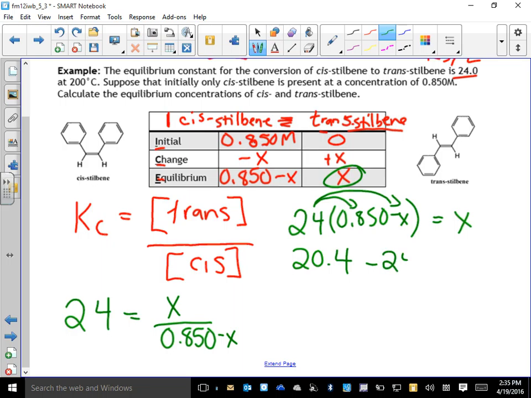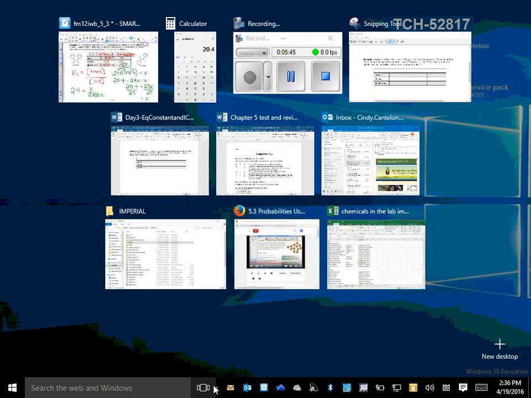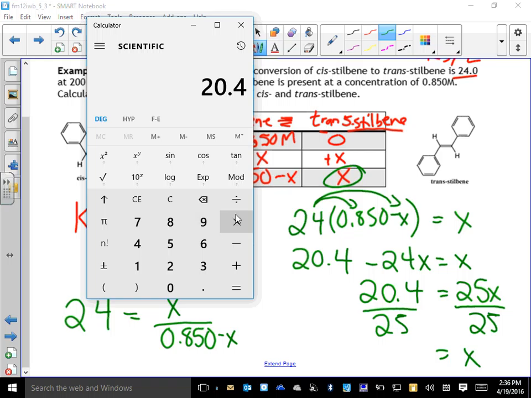20.4 minus 24x equals x. To get x by itself, I'm going to add 24x to both sides. So I'm going to get 25x. Solving for x, I'm going to divide both sides by 25. Okay, so then I will get x equals 20.4 divided by 25, and I get 0.816.